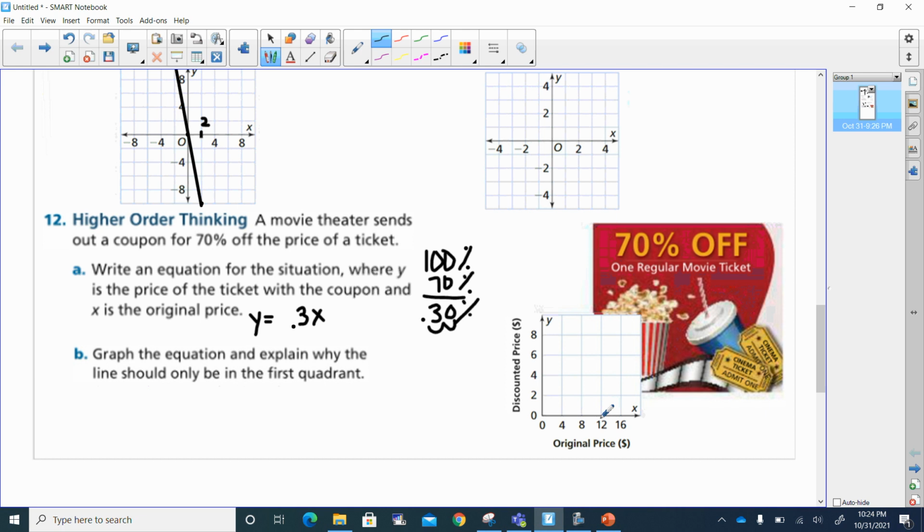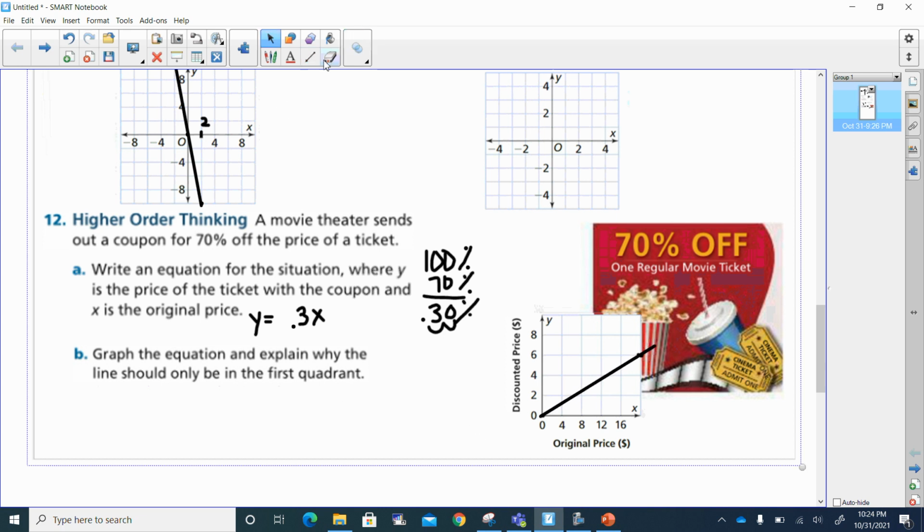If it was 12, it would be 3.6. 16 is going to be 4.8. So then there's 20, and 20 would be 6. So we can't have it here. So I know it's here and here. So now I can make my line from here to here.